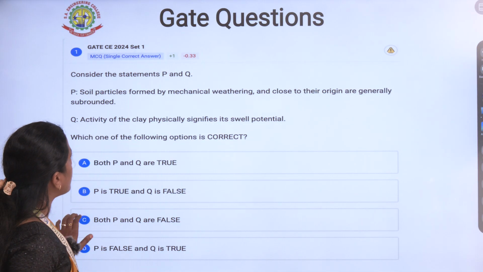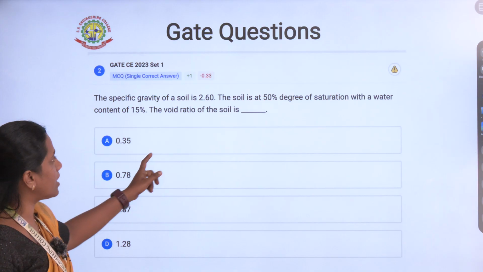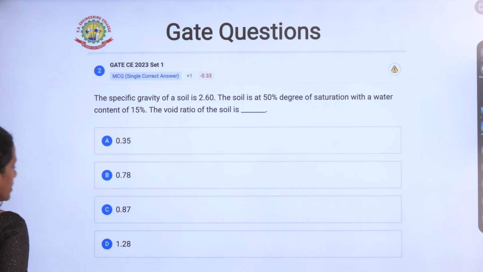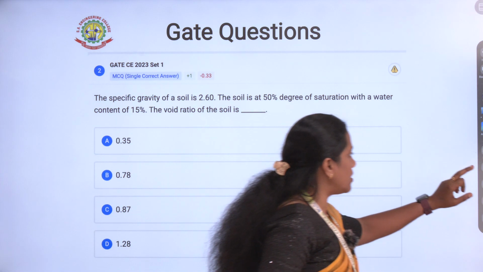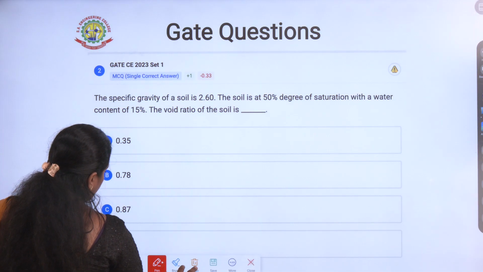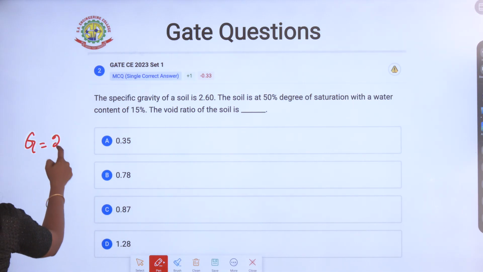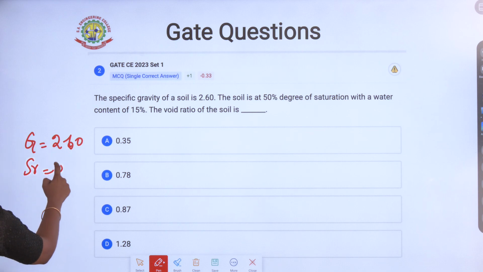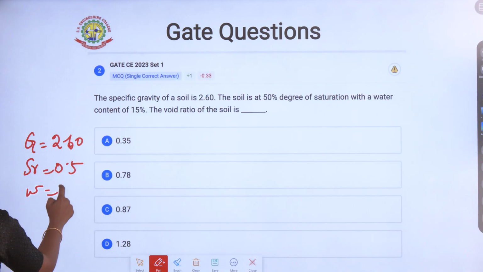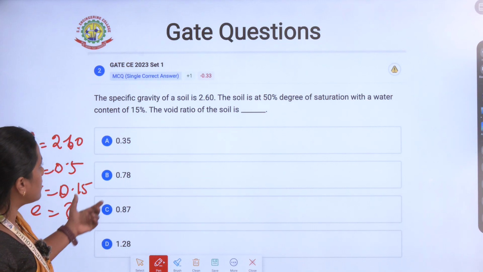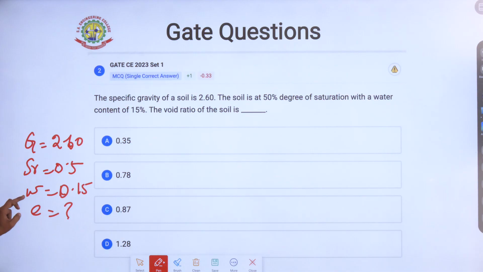Let us discuss the second great question. The specific gravity of soil is 2.60. Specific gravity is denoted as G, so G is 2.60. Then we have degree of saturation SR equal to 0.5, and water content is 15%, which can be written as 0.15. We need to find the void ratio, which is E. Here they have given G, SR, W and we need to find E.